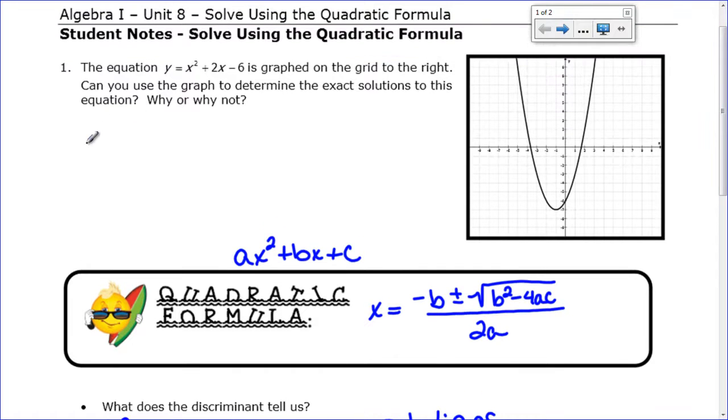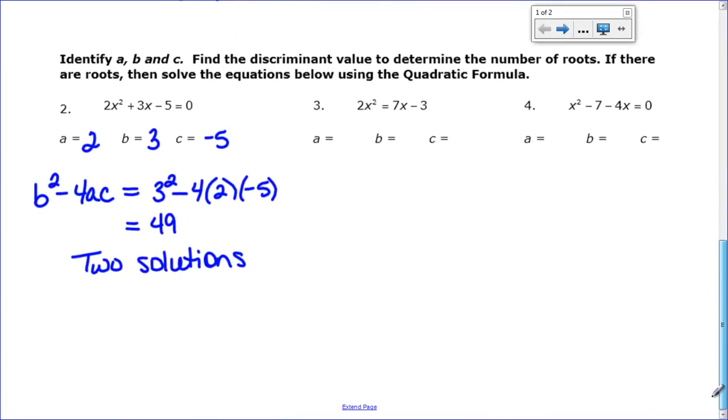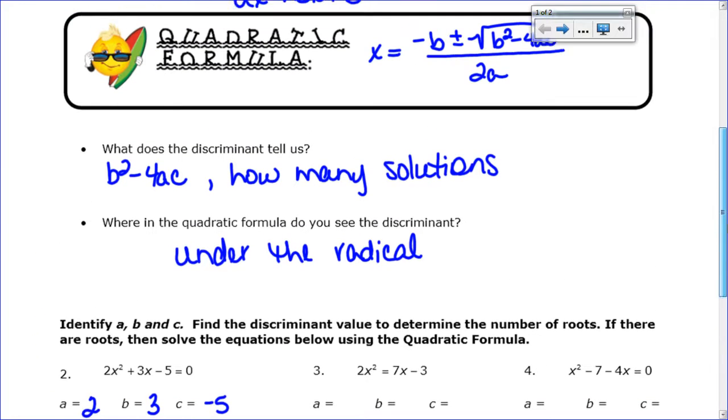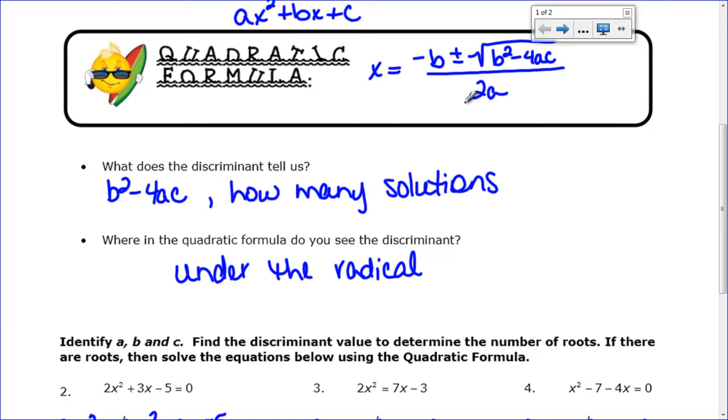We didn't use this spot, so I'm going to write it. So b squared minus 4ac. If it's positive, I'm going to have 2 solutions. So when I solve this problem, I should get 2 numbers as my answer. So now I'm going to go back to my quadratic formula, this right here, and I'm going to plug in the rest of my values.